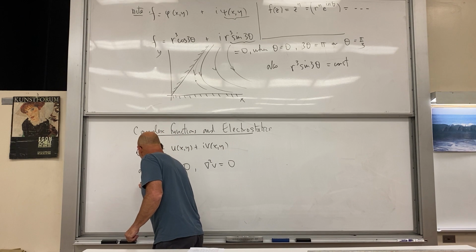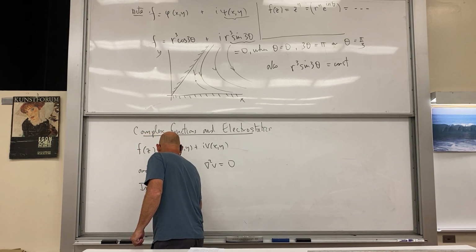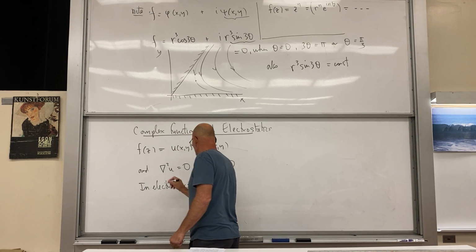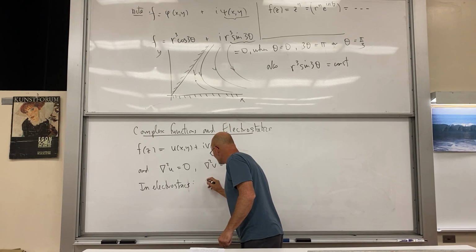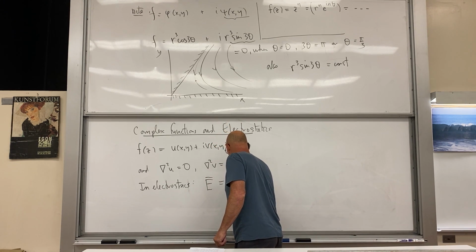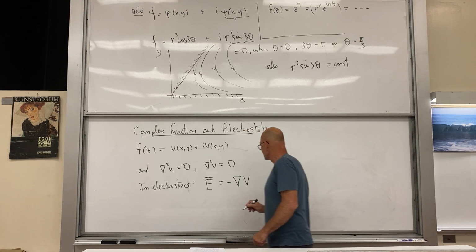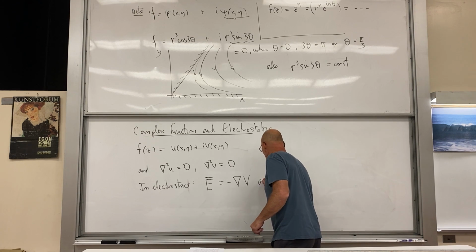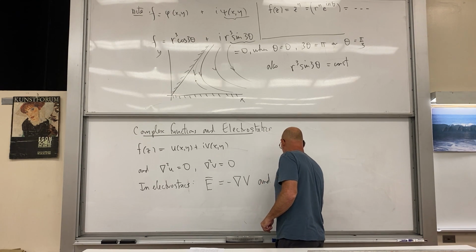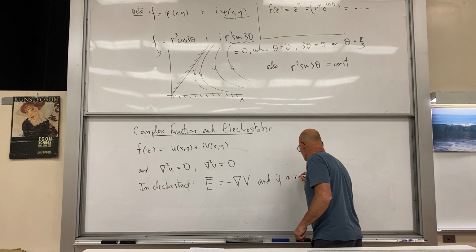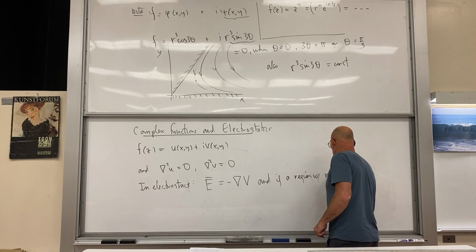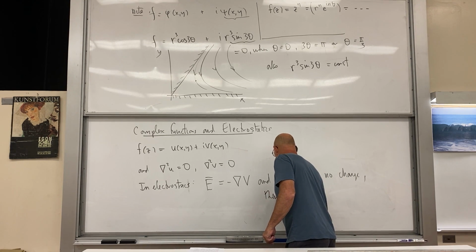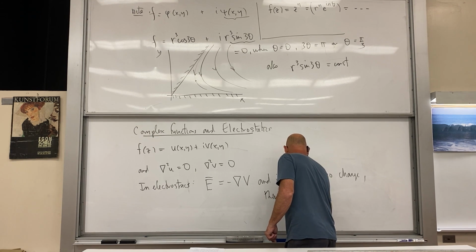In electrostatics, what do we have? We have the electric field being equal to minus the gradient of a potential, the electric potential. And if we're in a region with no charge, then the divergence of E is equal to 0.